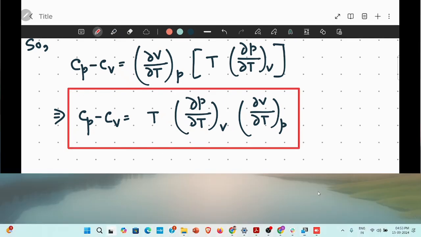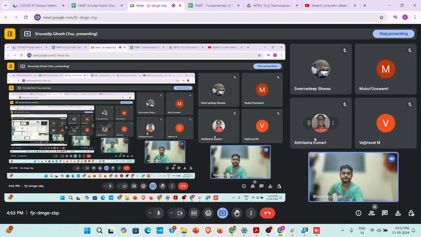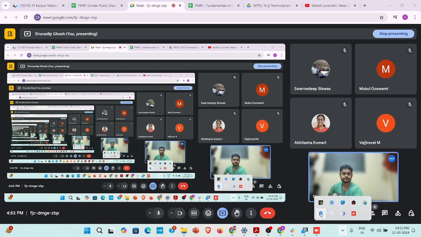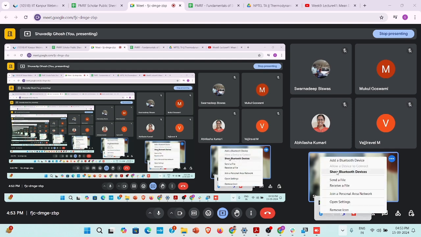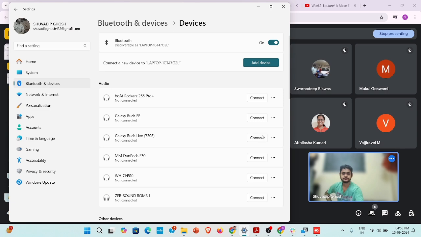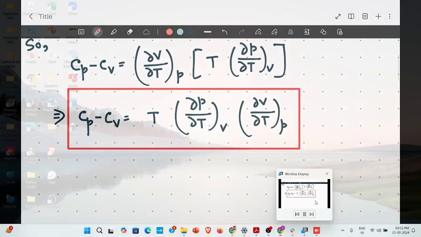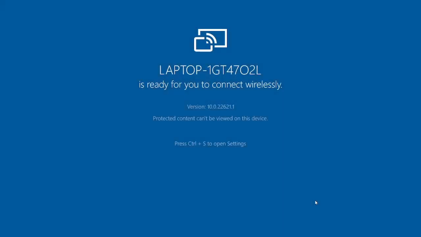My headphone is connected. Let me connect it again. Okay, okay.